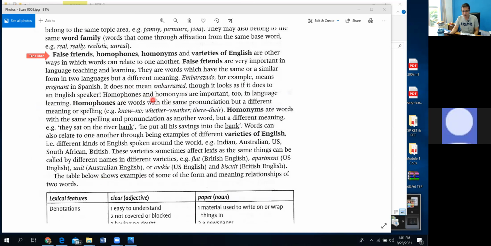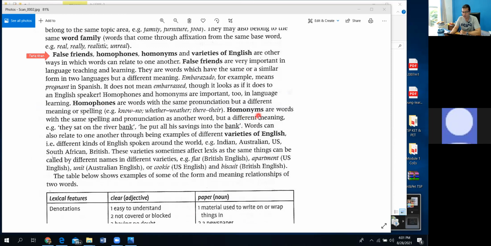Homophones and homonyms are important too in language learning. What are homophones? Words with the same pronunciation but a different meaning or spelling. For example, know, K-N-O-W spelling, and on the other side N-O, no. Different spelling, different meanings, pronunciation is the same. That is what we call homophones.